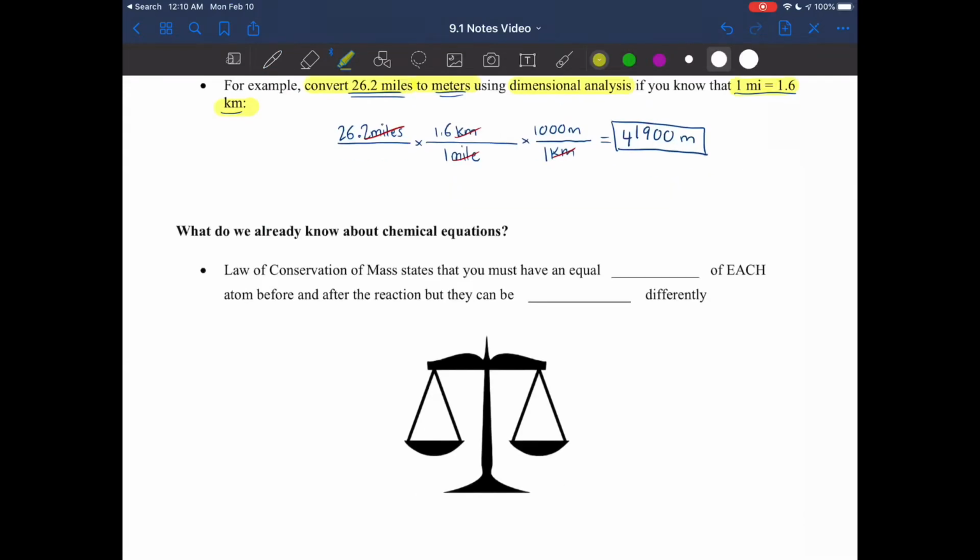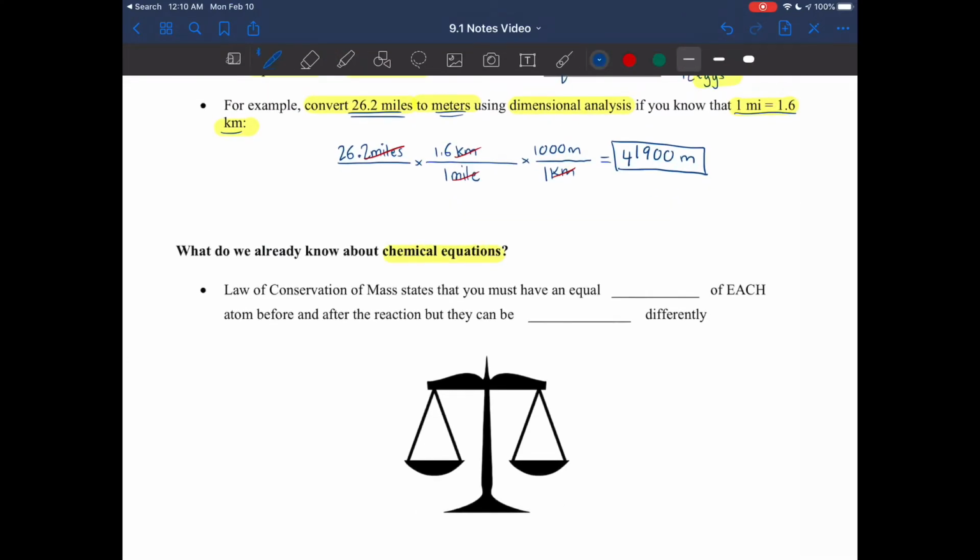Moving on, so what do we already know about chemical equations? Well, the reason why we add chemical equations is we wanted to show that this law of conservation of mass showed that we had an equal number of each type of atom before and after our chemical reaction happened. But it can show those atoms arranged differently.